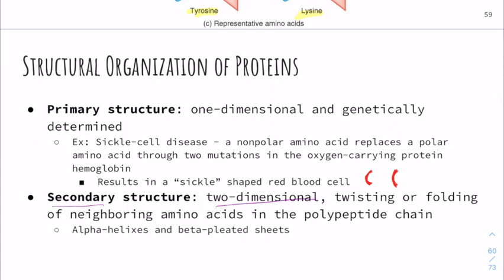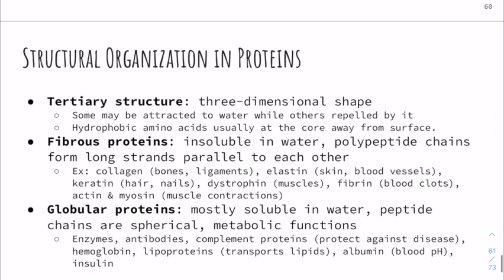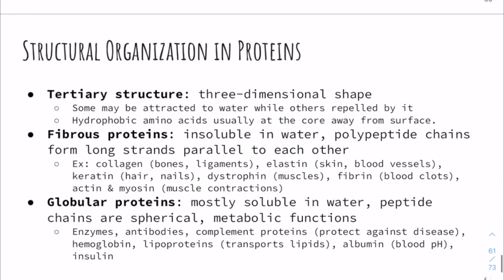We also have a tertiary structure, or a 3-dimensional shape. Remember before, tert means 3. So some amino acids may be attracted to water while others repel it. We have hydrophobic amino acids. They're usually at the core, away from the surface, because they don't like water. They stay as far away from water as they can.